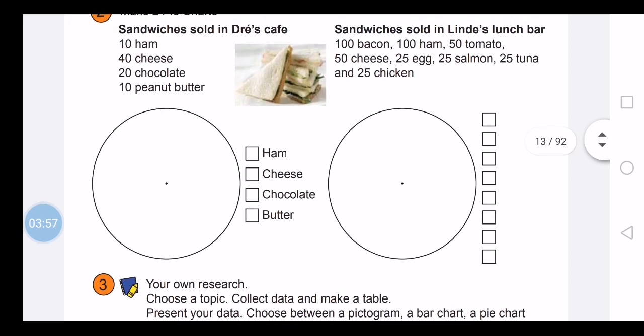Again, in Linda's lunch bar, I would add up all of the sandwiches to see how many sandwiches were sold in total, and that will help you decide what fraction of the pie chart you need to give to each type of sandwich, and then you can make the colour code yourself.